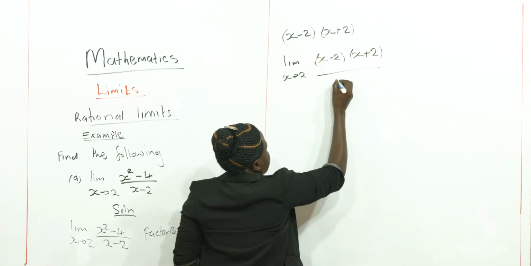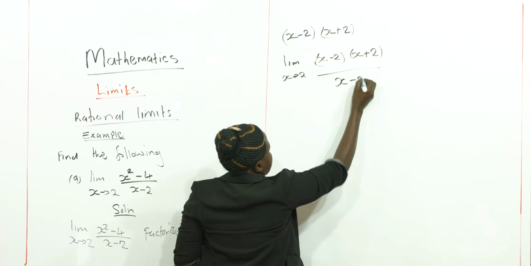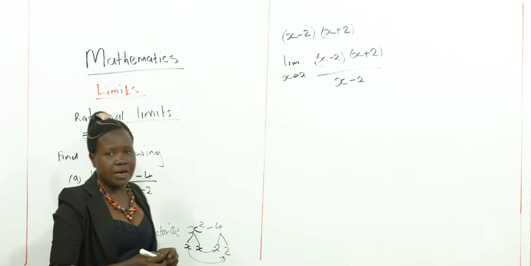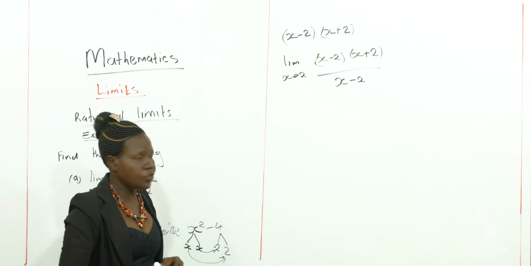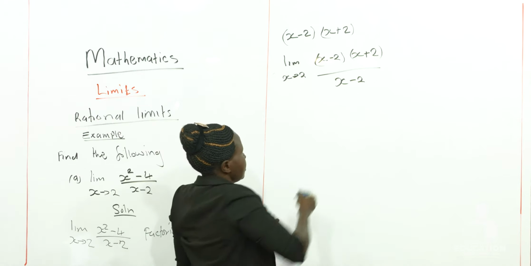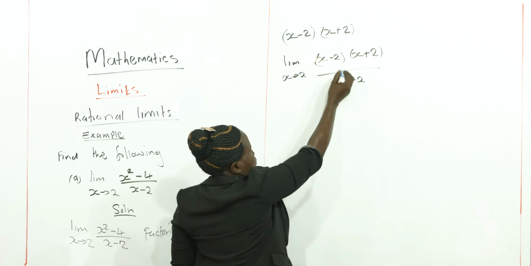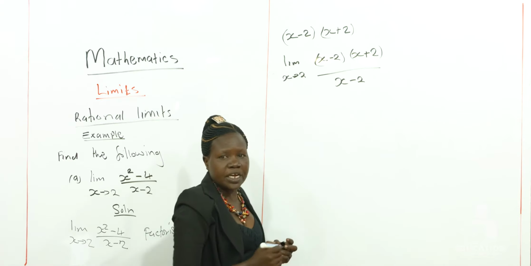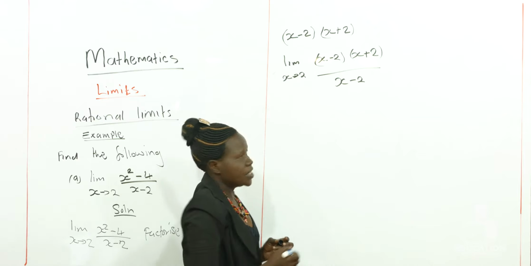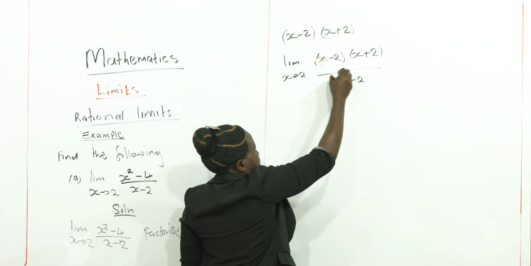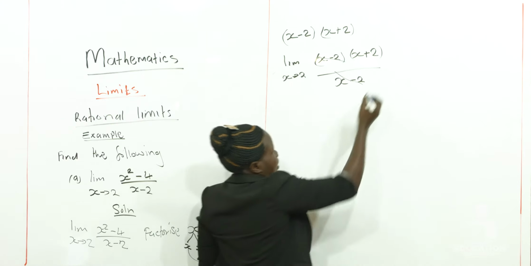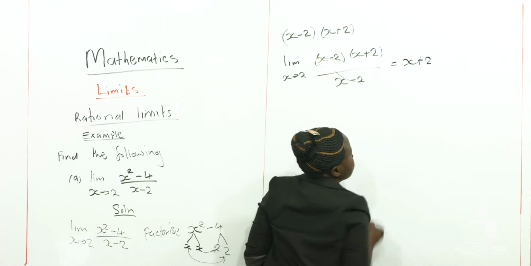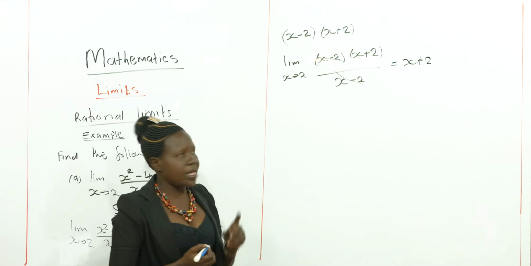Divide it by the denominator, which is x minus 2. So at that level, you can now eliminate what we call the division sign. The x minus 2 of the numerator will cancel with the x minus 2 of the denominator. So when we cancel this, we are only left with x plus 2.